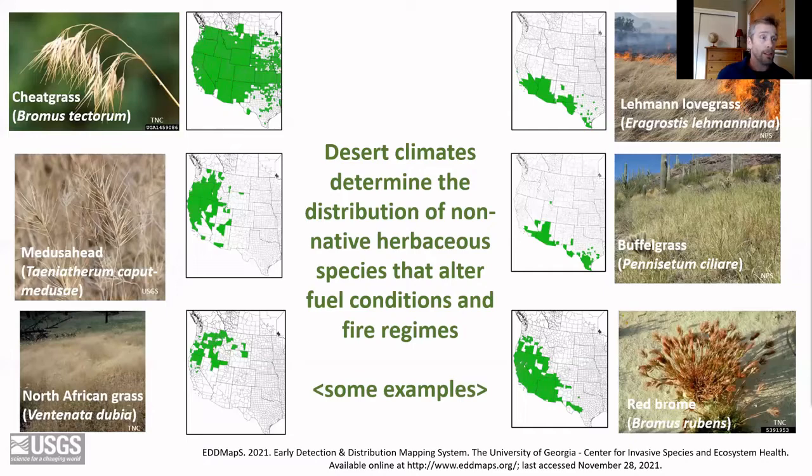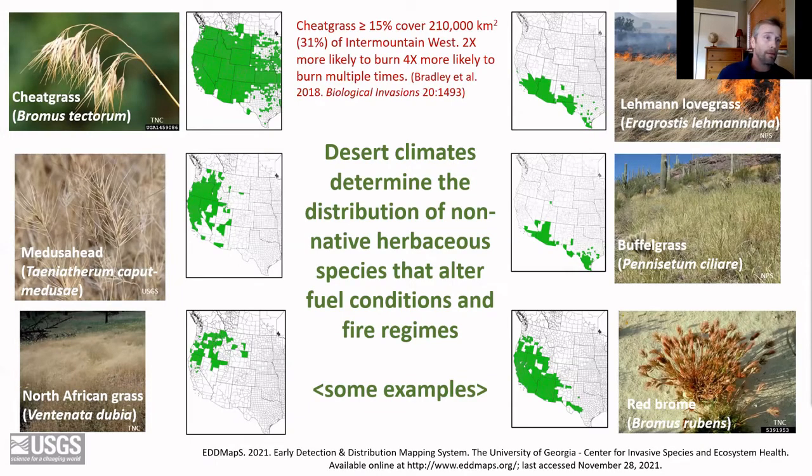There are also perennial invasive grasses that are increasing fire activity, particularly in the warm deserts, such as buffelgrass and Lehmann lovegrass, which are fire-adapted species that can grow in dense patches and that increase fuel loadings and fire intensity. And these species are sometimes quite extensive. A recent study, for instance, documented that cheatgrass attains greater than 15% cover over roughly 210,000 square kilometers, or about 31% of the Intermountain West. And those areas were 2 times more likely to burn and 4 times more likely to burn multiple times than areas with less cheatgrass cover.